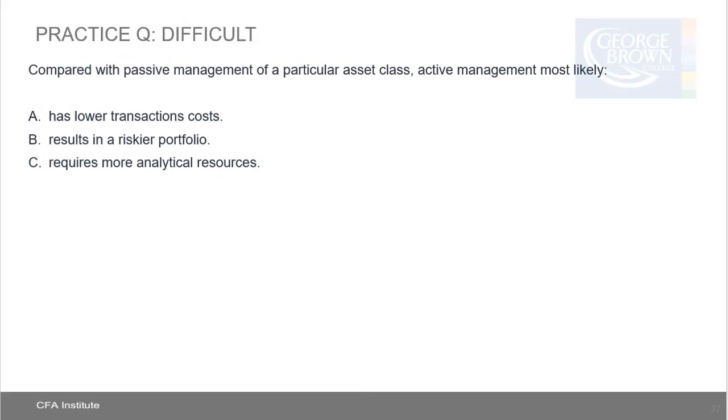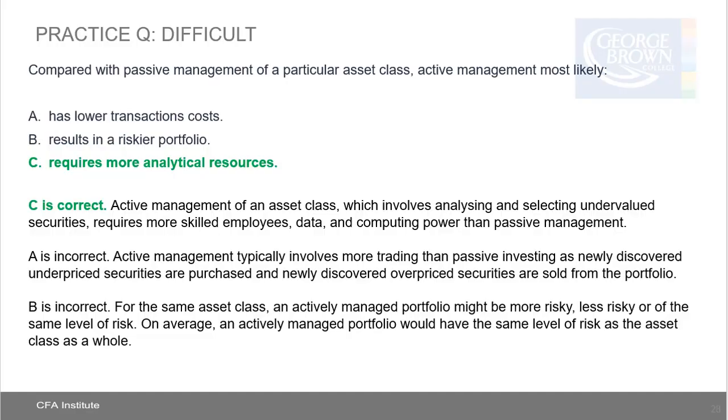So a quick practice question at the difficult level from the learning ecosystem. The question is, compared with passive management of a particular asset class, active management most likely A, has lower transaction costs, B, results in a risky portfolio, or C, requires more analytical resources. The correct answer is C. Compared with passive management, active management most likely requires more analytical resources.